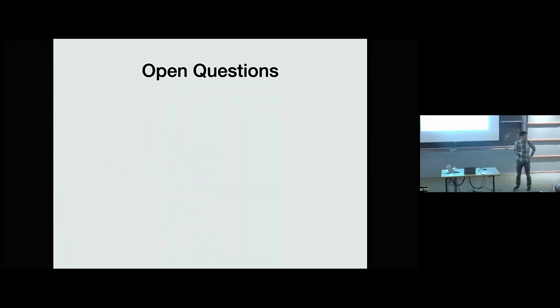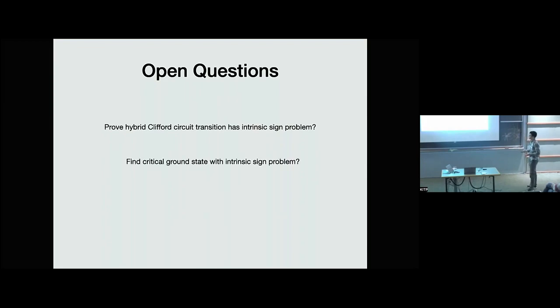Okay. Yeah, so that's pretty much all I wanted to say. Let me just conclude with some open questions. So first, as I said, it would be nice to prove rigorously that this hybrid Clifford circuit transition has an intrinsic sign problem. Since it's within the realm of stabilizer states, such a proof might be possible. It would also be interesting to find any critical ground state of a local Hamiltonian with an intrinsic sign problem, in particular in 1D. Is that even possible?